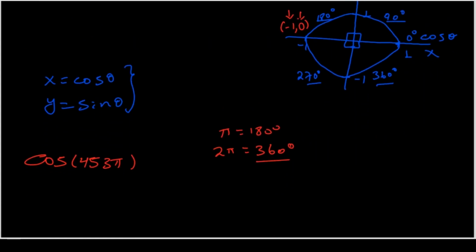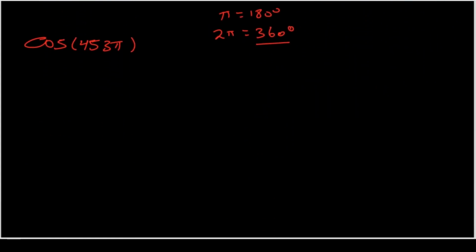Moving on, I'm going to subtract a number that is a multiple of 2 and close to 453 pi. What is that number? You guessed it right, 452. So 453 pi minus 452 pi is going to be equal to, again, pi.